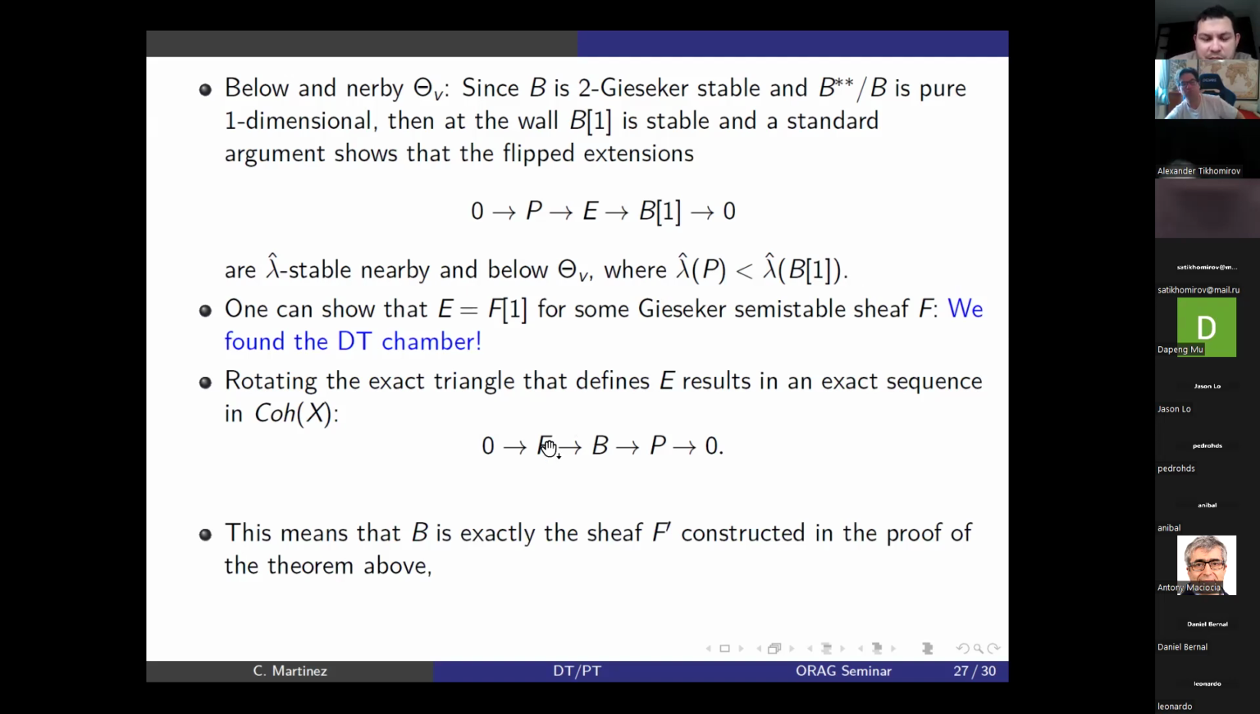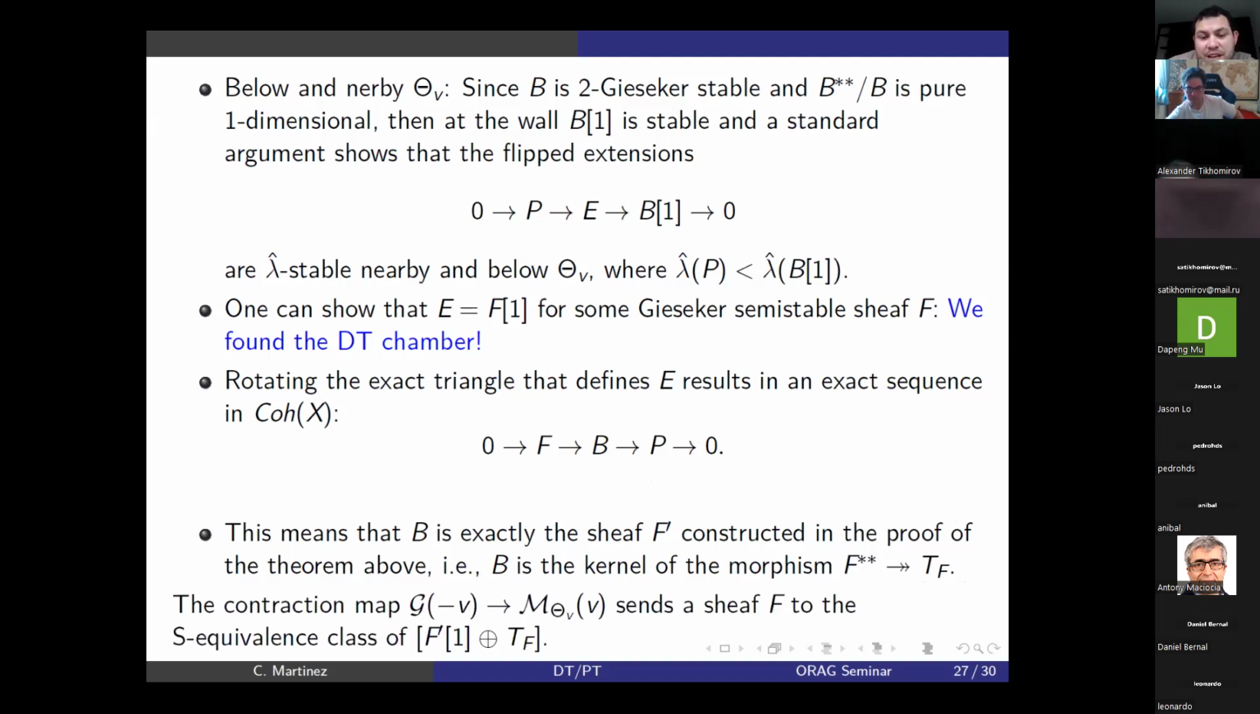This F was a Gieseker semistable sheaf, but B was Gieseker stable sheaves such that B double dual quotient by B was pure one dimensional, right? So B is the kernel, really, of the morphism from F double dual to this TF, with this pure one-dimensional sheaf. And then it means that we get a contraction, because now I know what the contraction should be. The contraction should take an object, the object that I wanted, exactly the E, which was F shifted by 1. And F shifted by 1 should go to contract at the wall at the S equivalence class. And the S equivalence class is the same S equivalence class of this sheaf F prime shifted by 1 that I examined with the TF.